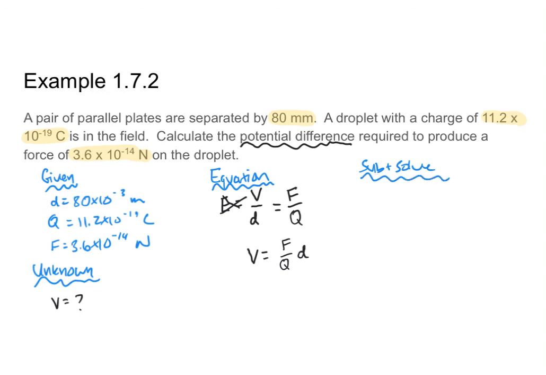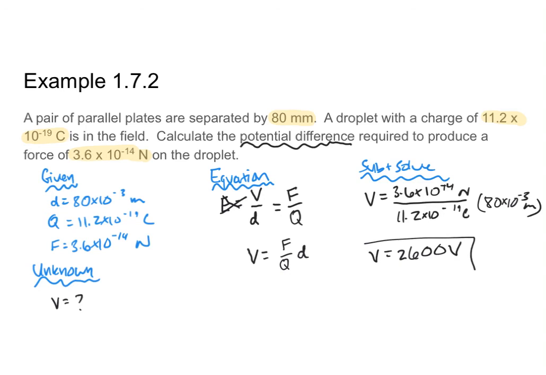So I know that V is equal to F over Q times D, so voltage is equal to 3.6 times 10 to the negative 14th newtons divided by 11.2 times 10 to the negative 19th coulombs times 80 times 10 to the negative third meters. And when I stick that in a calculator, what I get is that the voltage required, the potential difference required, is 2,600 volts. And there you have it, folks.